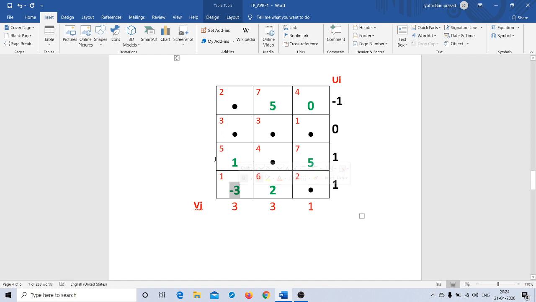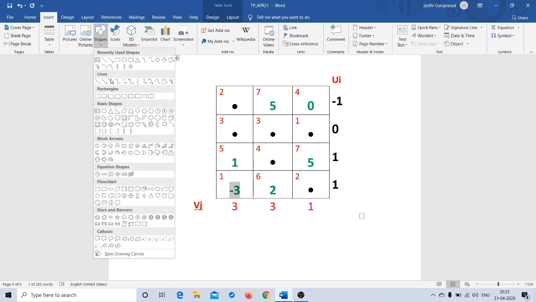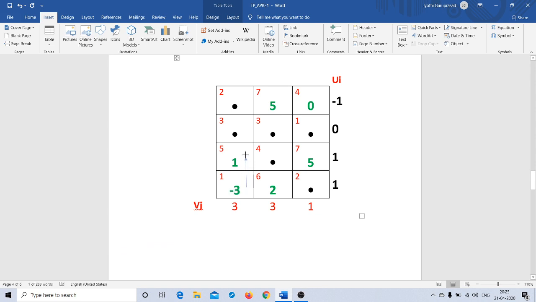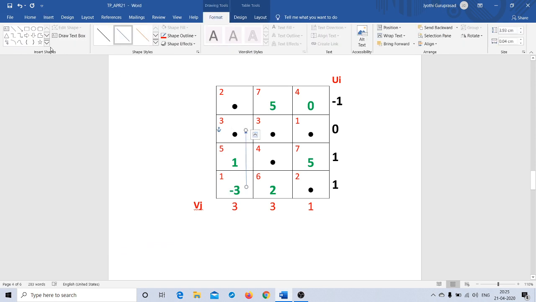I'm going to draw the loop starting from minus 3, and then I will take the loop up to this particular place, and then I'm going to take a right turn. I'm going to come to this place, and from here I'm going to go down because this is the cell where allocation is made. So I come all the way from here to the last row, last column. Now I'm going to take a left turn because this is the cell where allocation is made, and hence I have my last journey of the loop, and I come back to the parent cell where I started the loop. This is the place where I started the loop.